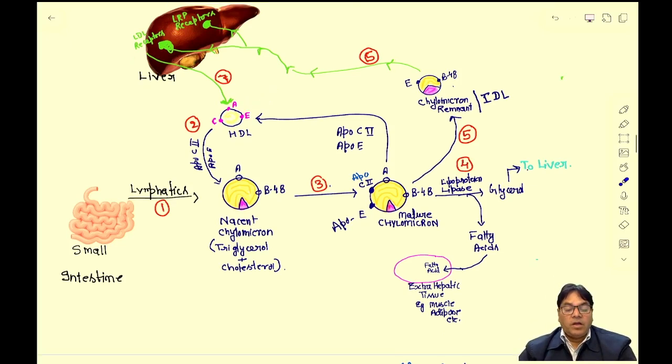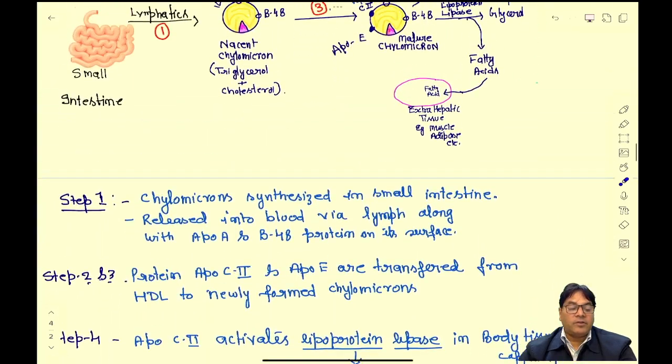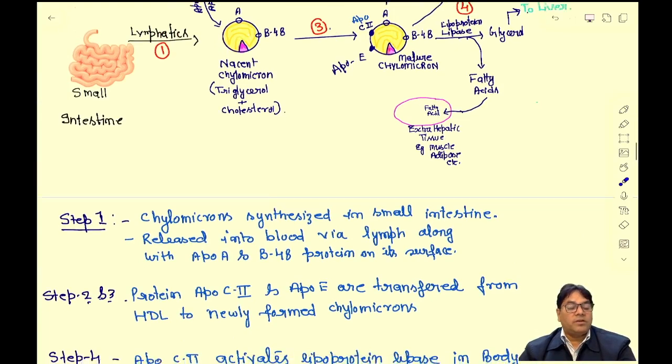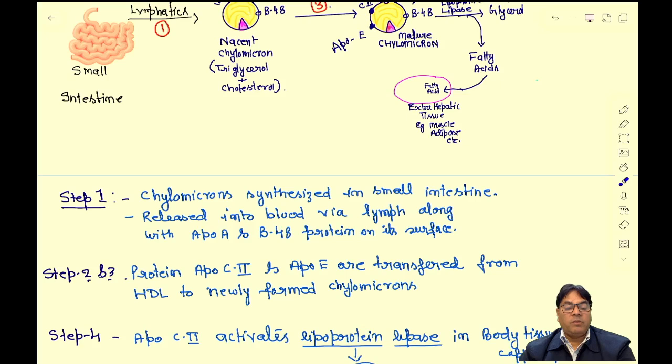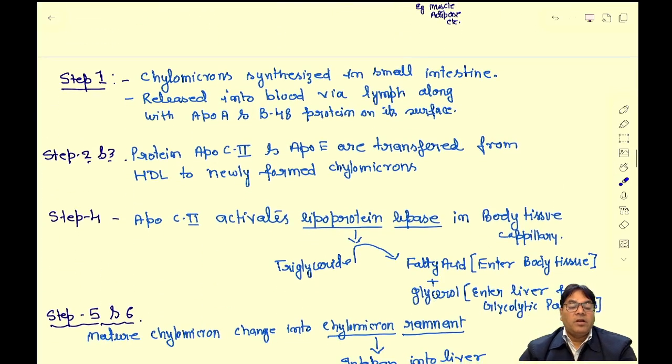So this flow chart is there, and then I have shown you the write up of this flow chart. Say, for example, if I have numbered it 1 here, the step 1 will be written here. Step 1 is: chylomicron synthesized in the small intestine is released into the blood via lymph along with apoprotein A and apoprotein B48 on the surface. So this is all the write up.